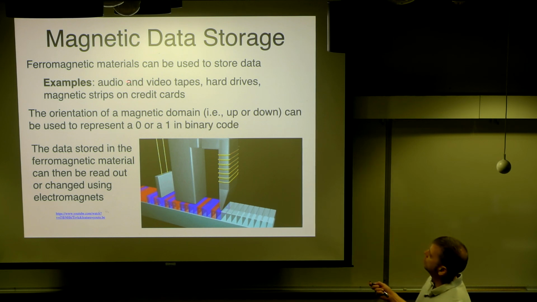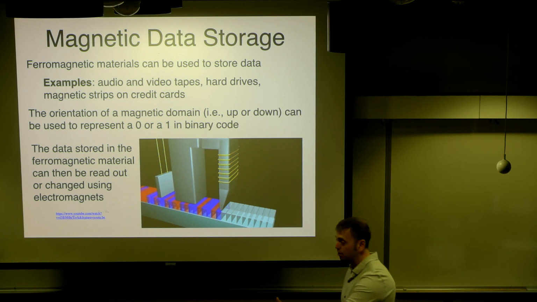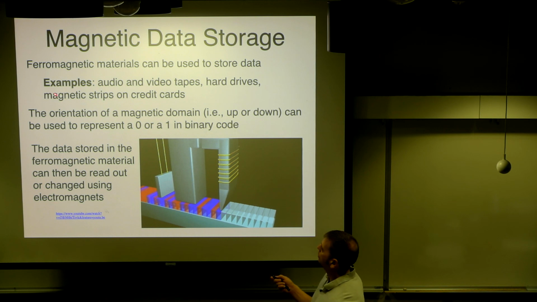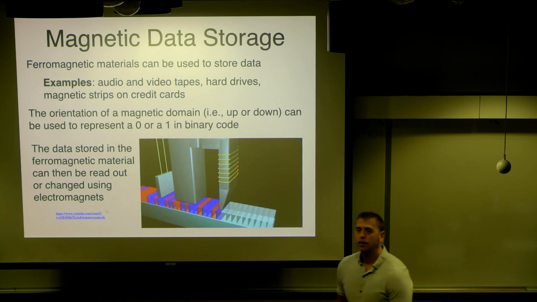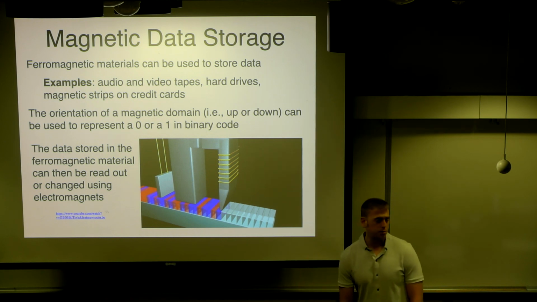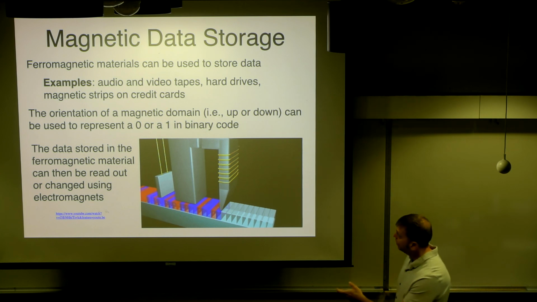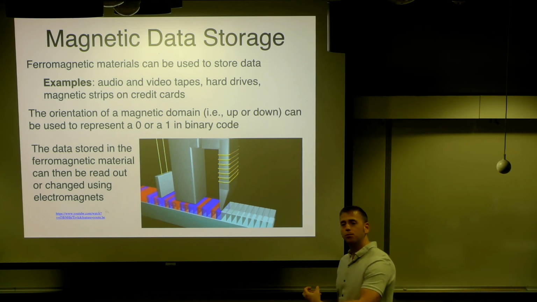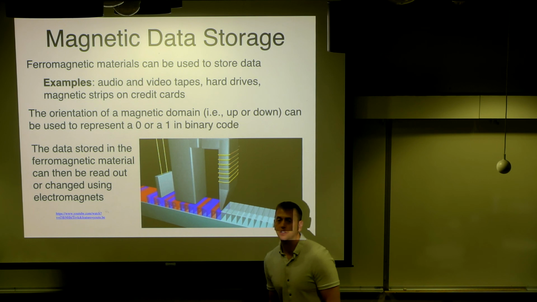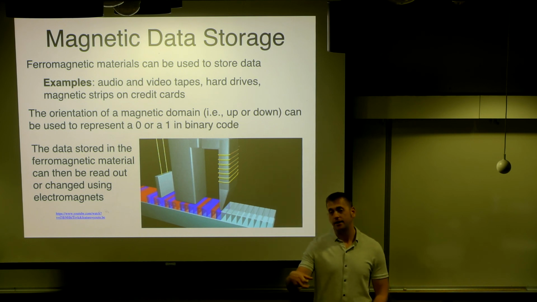A few examples here. I said hard drives. Old school hard drives use magnetic disks. We have magnetic strips on credit cards. When you swipe a credit card, there's some data stored on a magnetic strip. And then audio and video cassette tapes, which are, again, not so common these days, but they use this sort of idea.